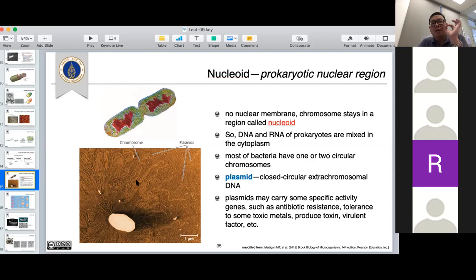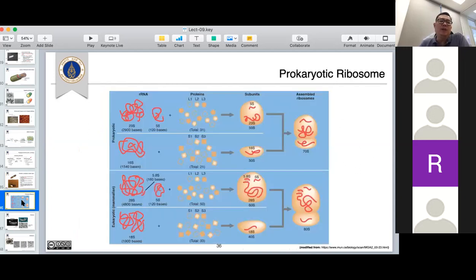Sometimes we can find closed circular DNA, but much smaller than the chromosome. We call it a plasmid. Plasmid is extrachromosomal DNA. Plasmids normally carry genes that potentially benefit the bacteria, for example, toxin genes, virulence factors, or genes that help bacteria metabolize some toxic substances. Okay, that's the nuclear region, the nucleoid.